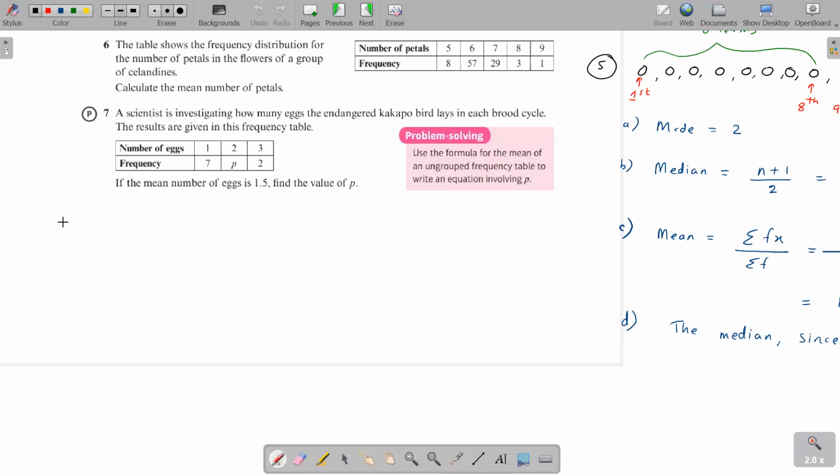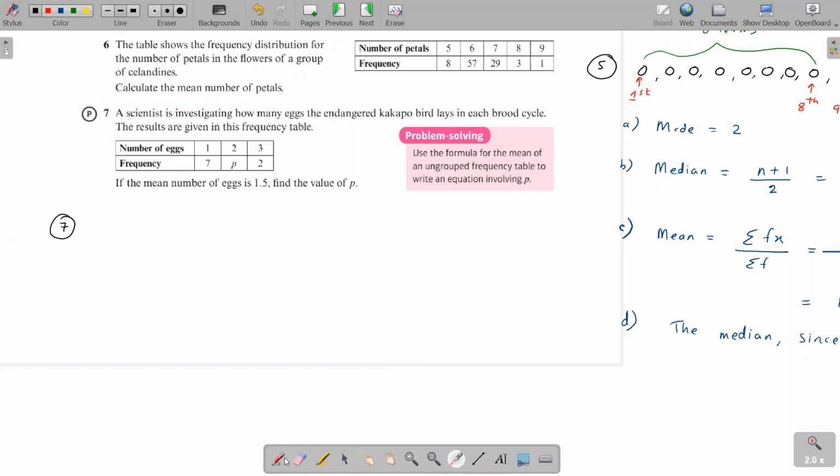Okay, so we'll move to question number 7 now. A scientist is investigating how many eggs the endangered bird lays in each brood cycle. The results are given in this frequency table. You can see there's one frequency value that is unknown. The mean number of x is 1.5. Find the value of p.